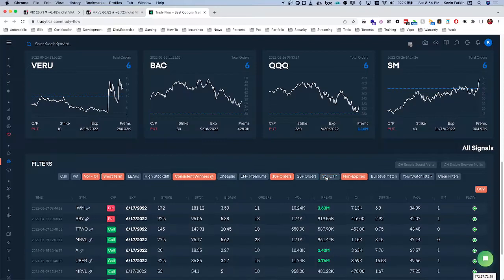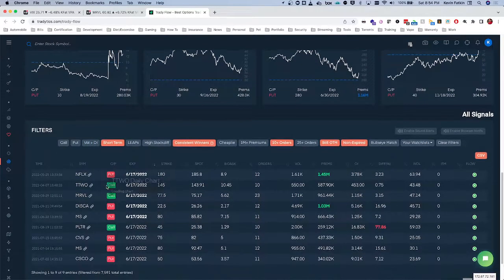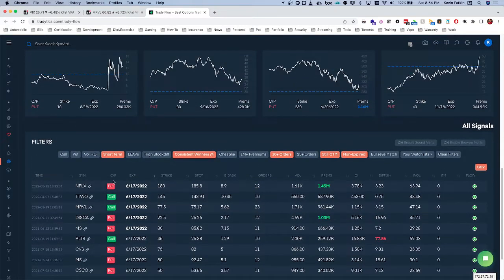In this case, I'm going to leave it off. If you do choose to leave it on, I would definitely uncheck volume greater than open interest because you just want to make sure you get enough results to go through. And again, we're not playing all of these, so we only want to pick out the best ones.